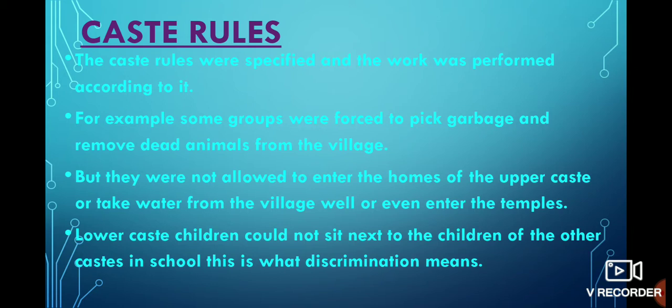Lower caste children could not sit next to the children of the other caste in school. This is what discrimination means. That means not only by society, but in schools also, the children were not treated equally. They were not allowed to sit next to the upper caste child.